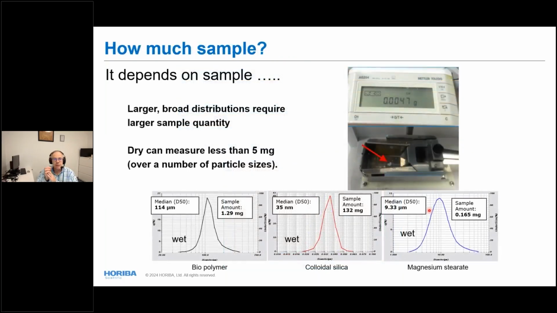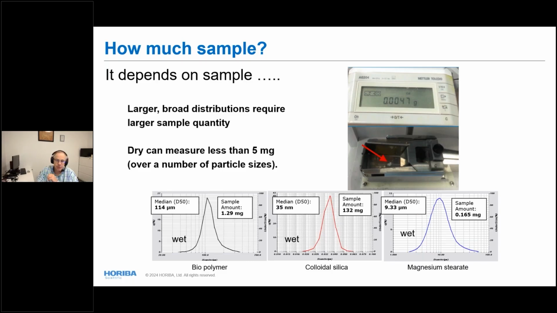How much material? Large, broad distributions require larger sample quantity. In fact, the dry powder feeder is very nice when you want to run a lot of material. You kind of load it up and let it go. We can get down to about 5 milligrams of material over a number of particle sizes, but again, most people don't run it that way.